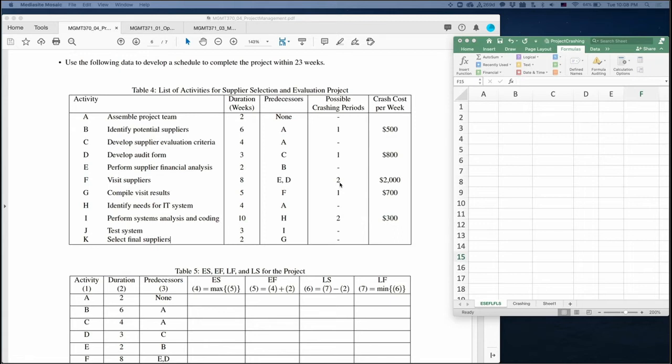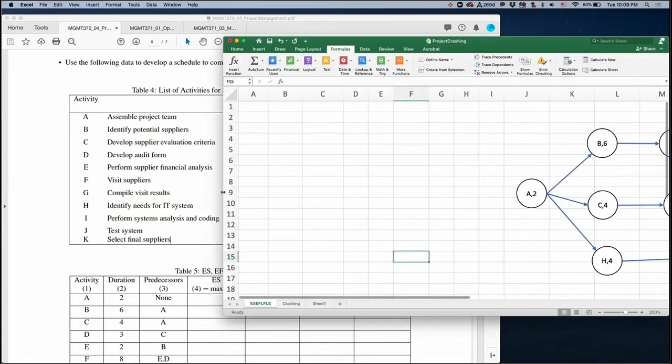To solve this problem, first of all, you have to construct a network, right? An AON network, here is the network. So you have 3 paths: A, B, E, F, G, K; A, C, D, F, G, K; and A, H, I, J. These are the 3 paths. Out of these, the longest path is your critical path. Also, we can compute ES, EF, LS, LF.